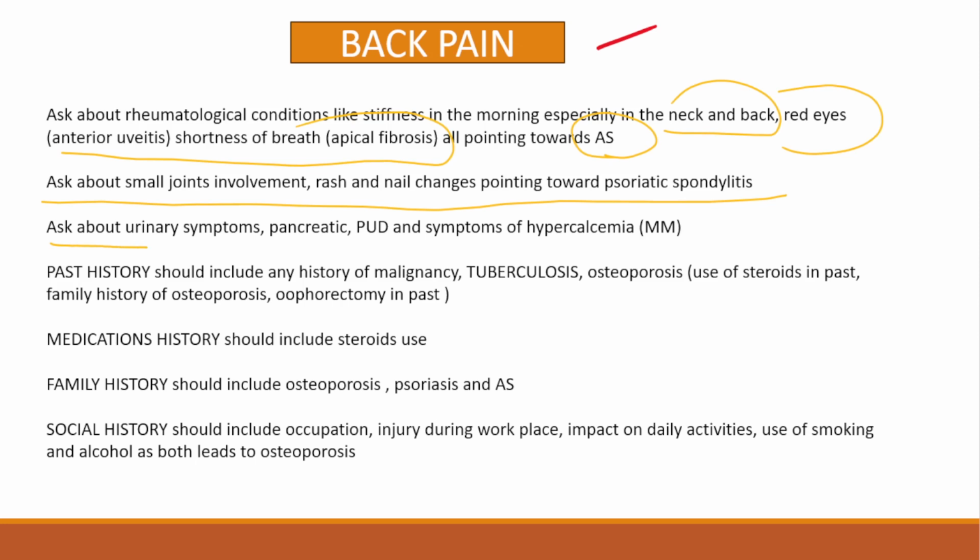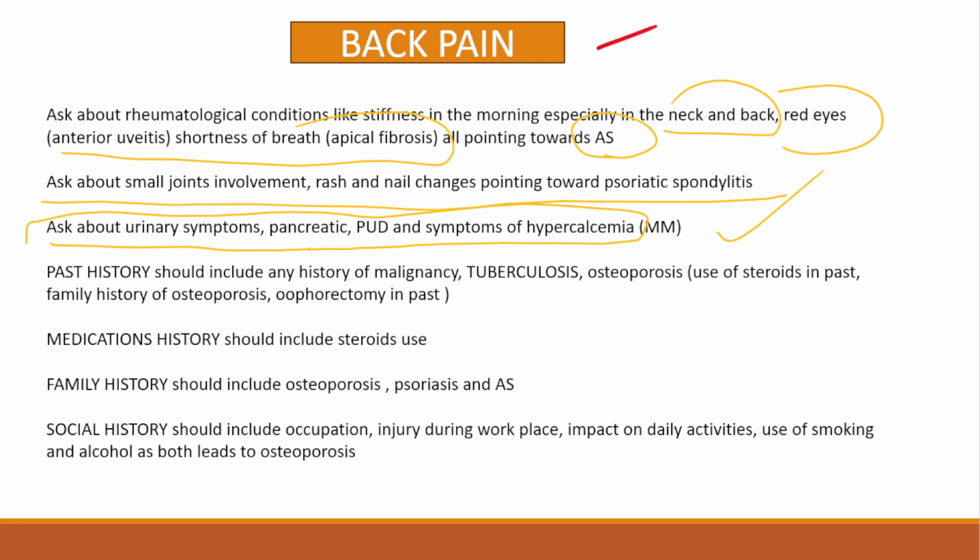We'll ask about increased urination, and pain in the epigastrium with radiation to the back, as symptoms of hypercalcemia. This hypercalcemia actually causes pancreatitis and peptic ulcer disease as well. Pancreatitis in the sense that there will be pain in the epigastrium radiating to the back, and hypercalcemia causes peptic ulcer disease as well. Hypercalcemia causes constipation and abdominal pain as well. So we'll ask about that, which will point toward multiple myeloma. Multiple myeloma has a special predilection to cause lytic lesions in the back.